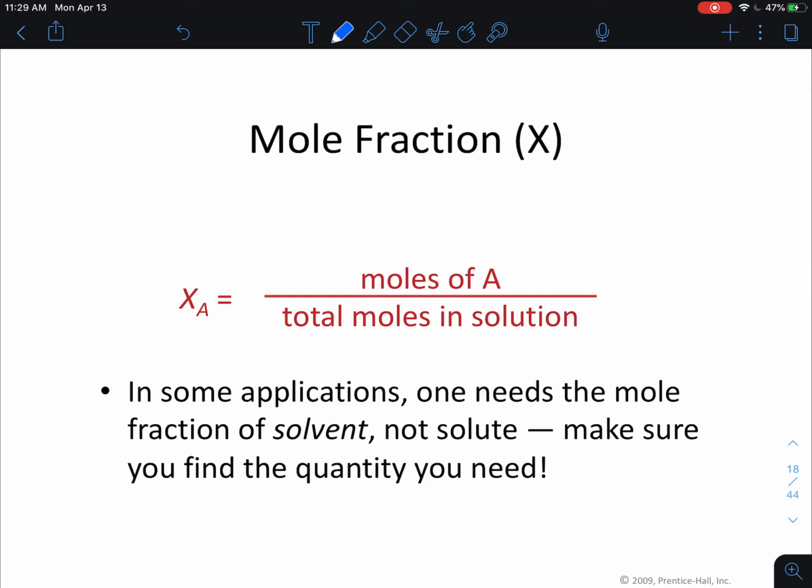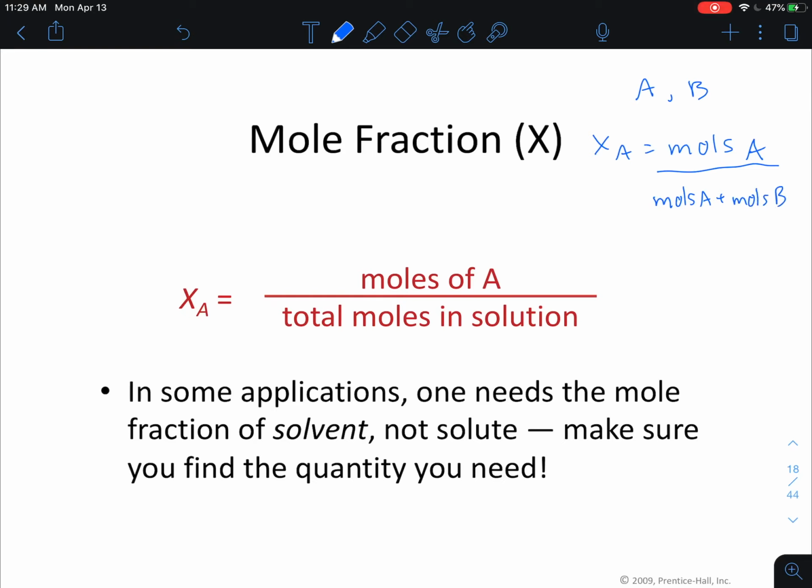One of the concentration units that we'll use in some of these calculations, you should have seen this in the gas law section of General Chemistry 1, but if you didn't, that's okay. Here we talk about the mole fraction, and so that's the moles of one substance divided by the total moles. So if I just had A and B, then the mole fraction for A would be the moles of A divided by the moles of A plus the moles of B.